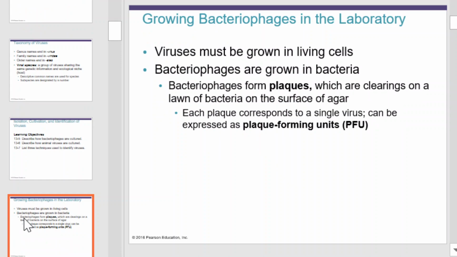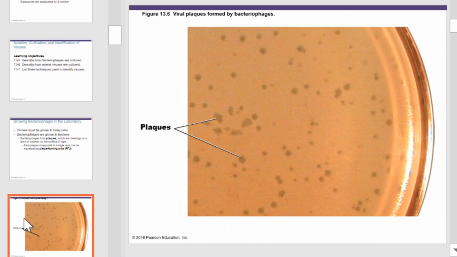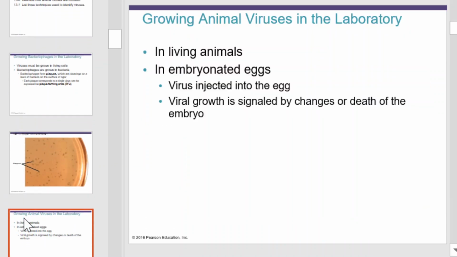Isolation, cultivation, and identification of viruses. Viruses cannot be cultured outside of other living cells. In order to culture viruses, they must first be introduced to living tissue in one way, shape, or form. Bacteriophage are grown in bacteria. Bacteriophage form plaques, which are clearings on a lawn of bacteria on the surface of agar. Each plaque corresponds to a single virus and can be expressed as plaque-forming units, or PFUs. This is a picture of those plaques.